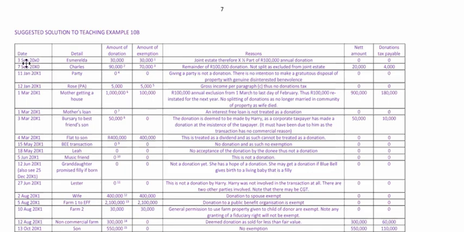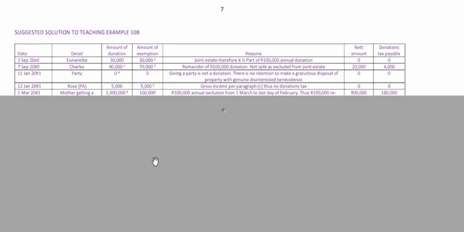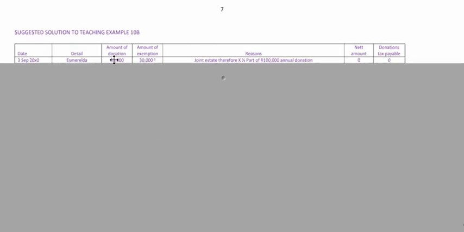So as we can see, 3 September, Esmeralda, 30,000 donation, 30,000 is exempt because he's got a new annual exemption of 100,000. He's now used 30 of it. Net amount 0 equals 30 minus 30 is 0. Donations tax payable is 0.